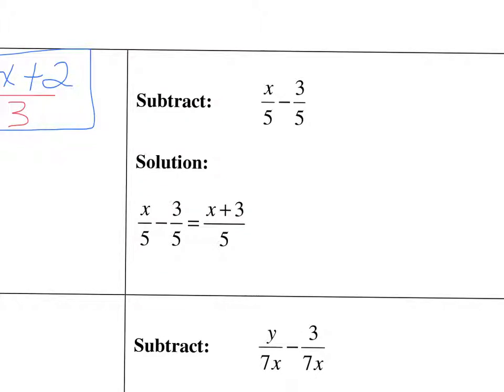When we subtract over here, remember the denominators always have to be the same, and so the denominator of the answer here is going to be 5. These 3 numbers always being the same, and then we subtract the numerators. So we have x minus 3.